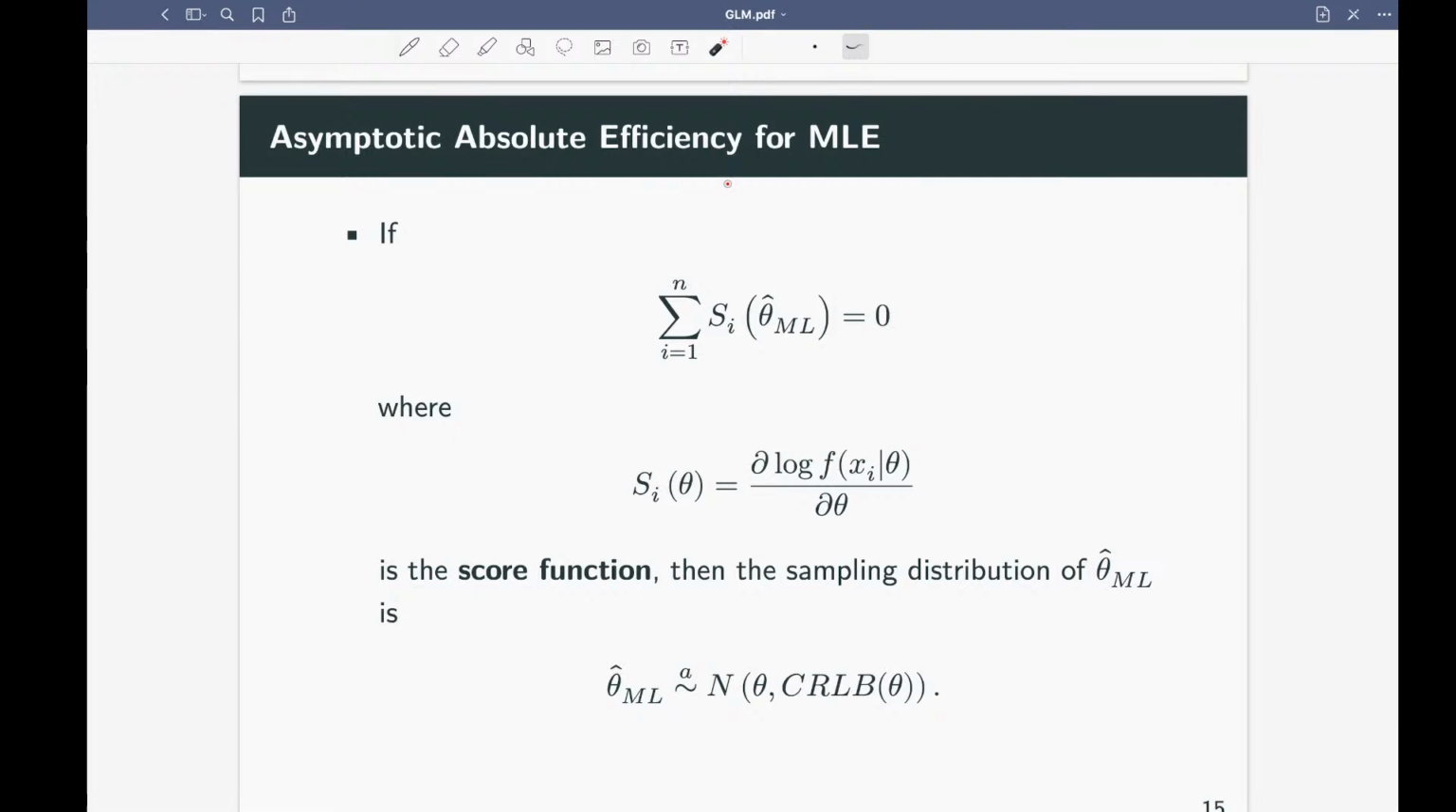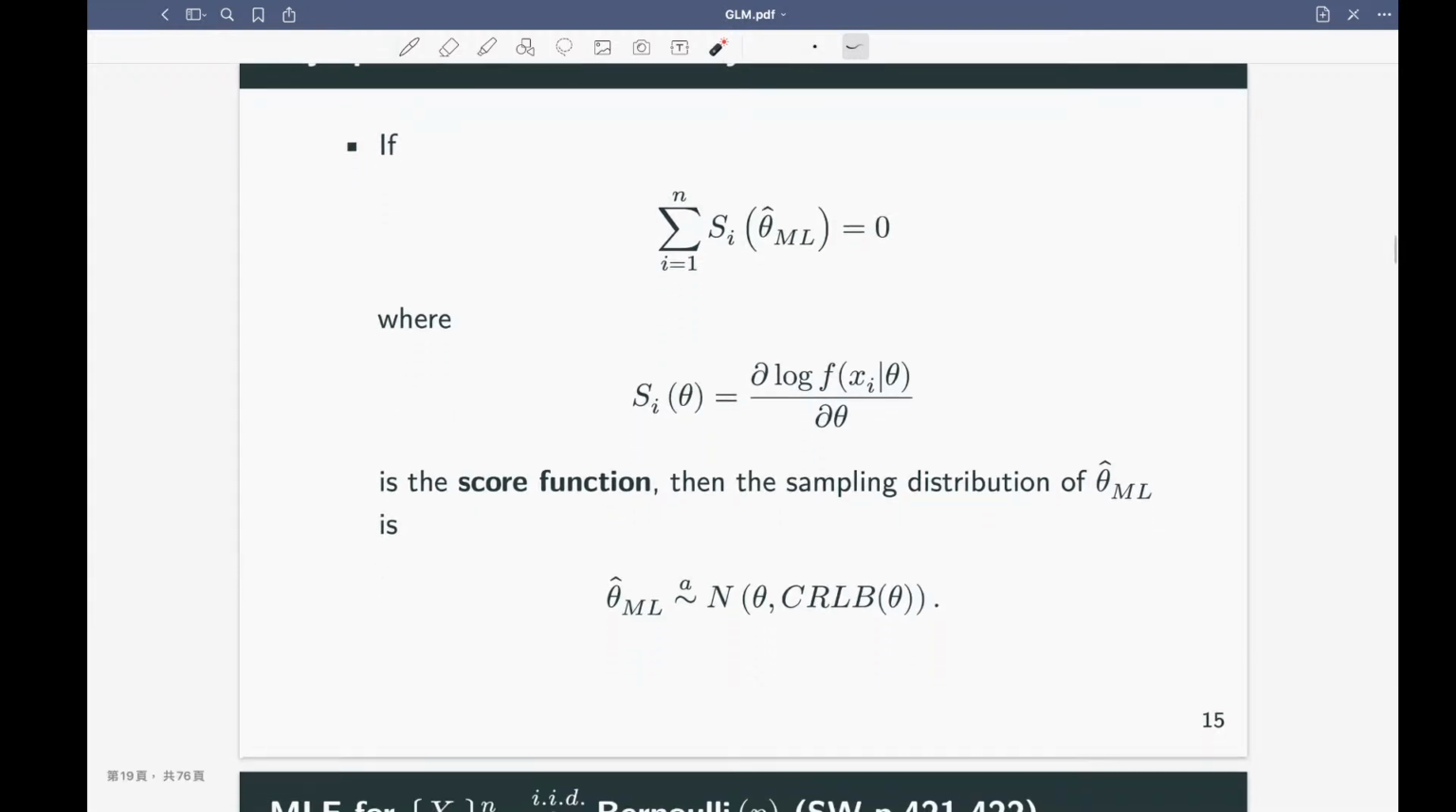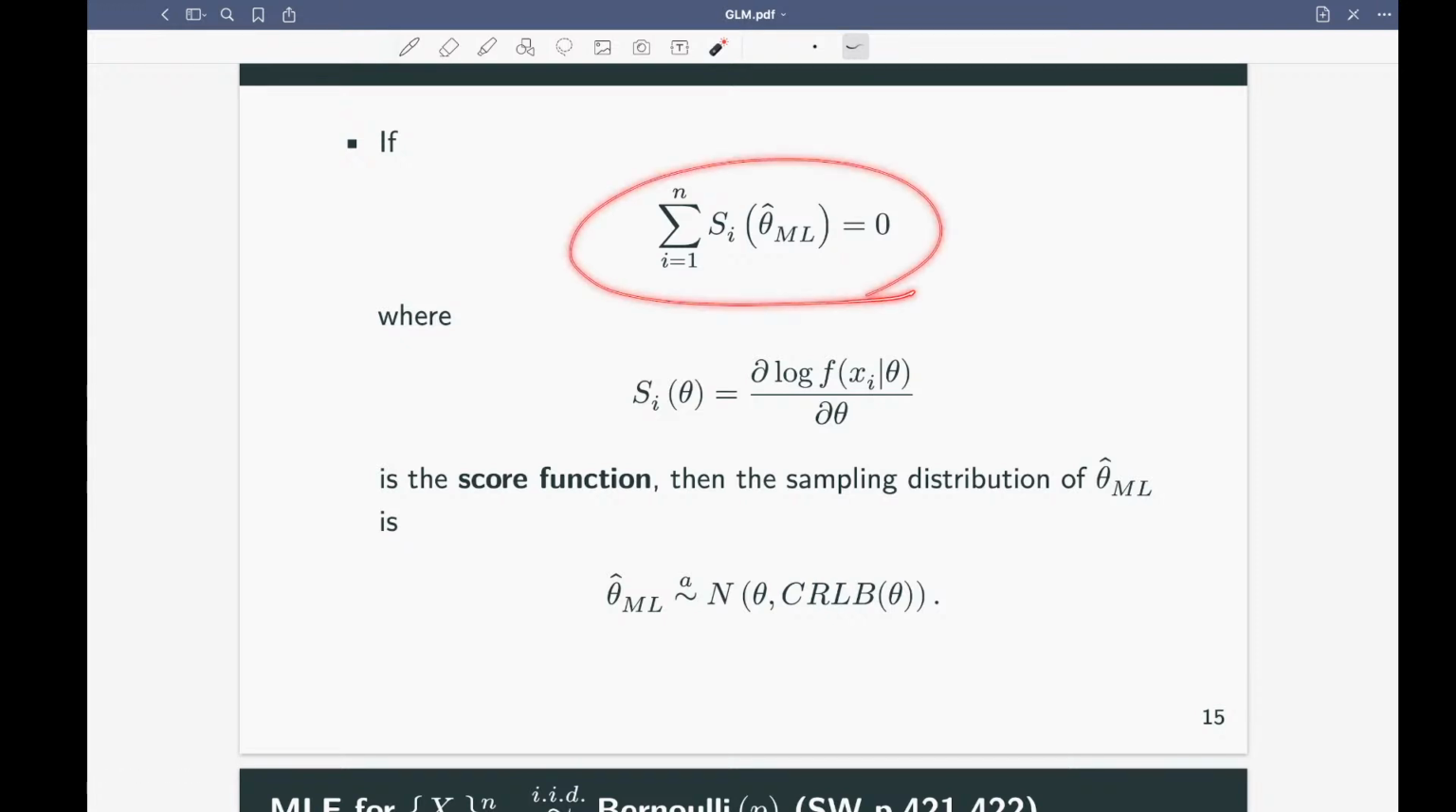So for MLE, if the first order condition of a log likelihood function is valid, then the MLE has an asymptotic normal distribution. But if the first order condition is invalid, we cannot use this property because this condition is not true. Okay, so you should check the first order condition at first, and then you can have this property.